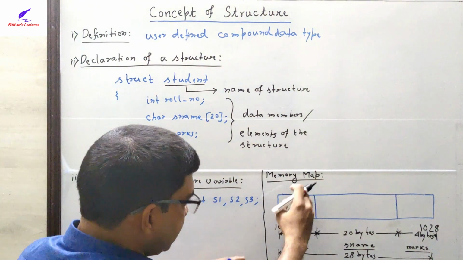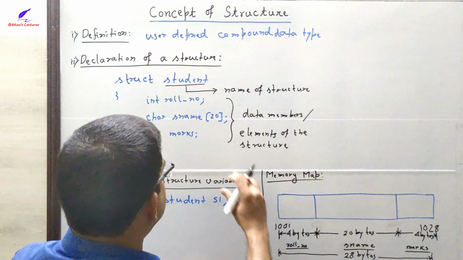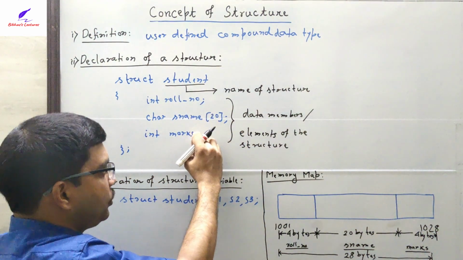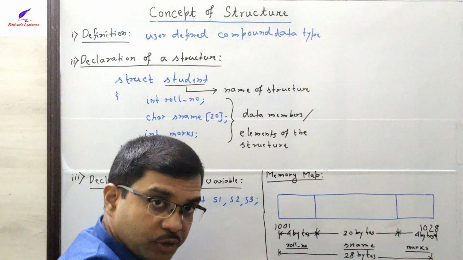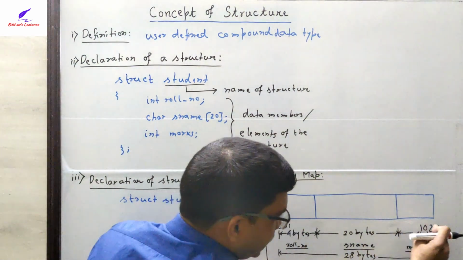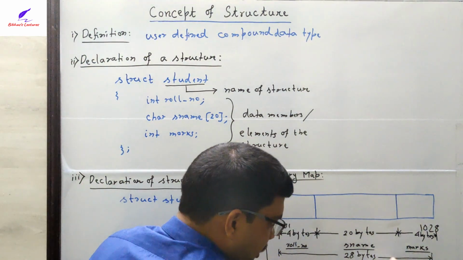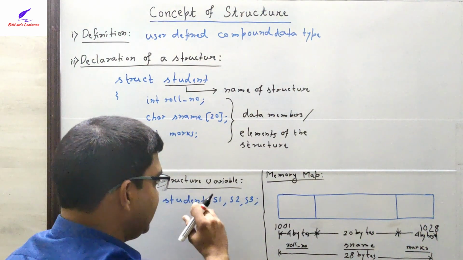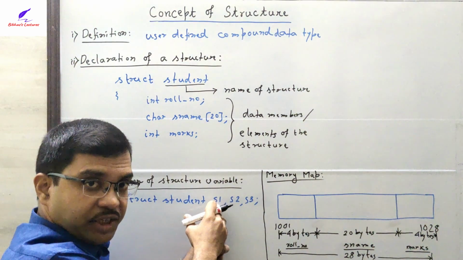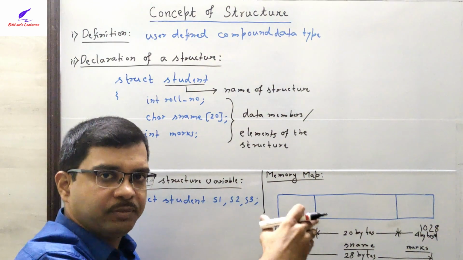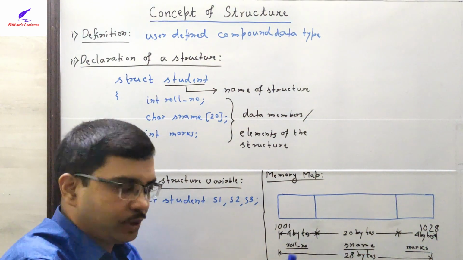Now we will check the memory map of these structure variables. I have already drawn the memory map. Here this structure is taking 4 plus 20 plus 4, that is 28 bytes of memory. Suppose the allocation is starting from 1001, so it will end at 1028. This 28 bytes of contiguous memory will be reserved for, suppose, the structure variable S1. Similarly for S2 and S3, another 28 bytes and 28 bytes of contiguous memory will be allocated.